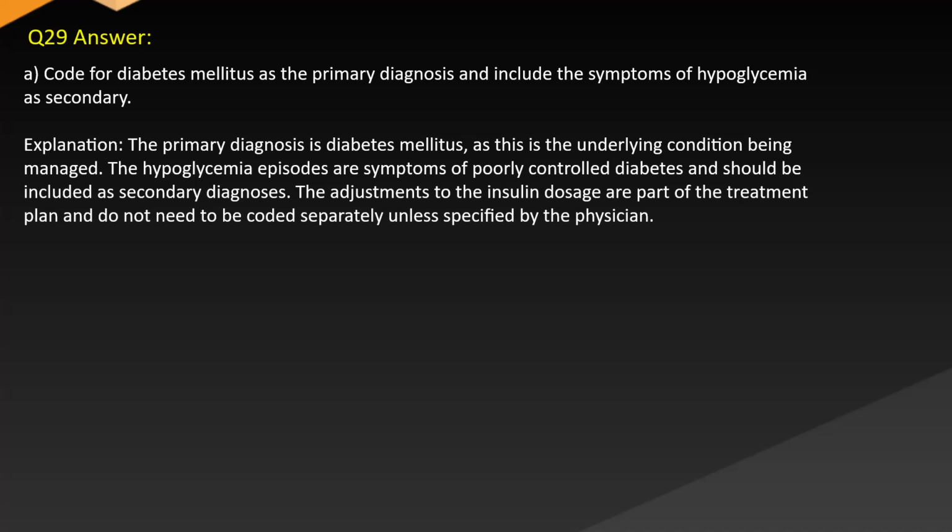Answer A. Code for diabetes mellitus as the primary diagnosis and include the symptoms of hypoglycemia as secondary. Explanation. The primary diagnosis is diabetes mellitus as this is the underlying condition being managed. The hypoglycemia episodes are symptoms of poorly controlled diabetes and should be included as secondary diagnoses. The adjustments to the insulin dosage are part of the treatment plan and do not need to be coded separately unless specified by the physician.